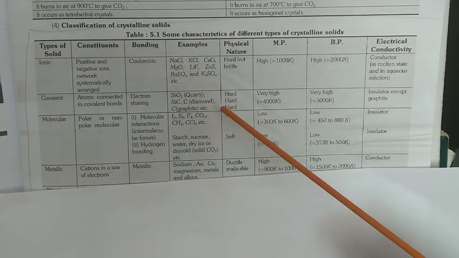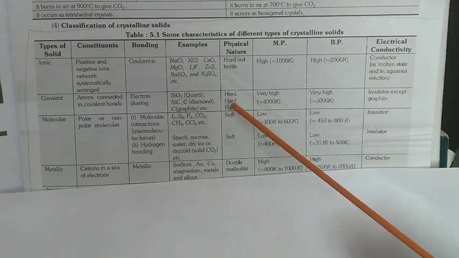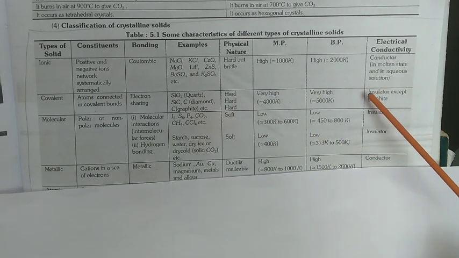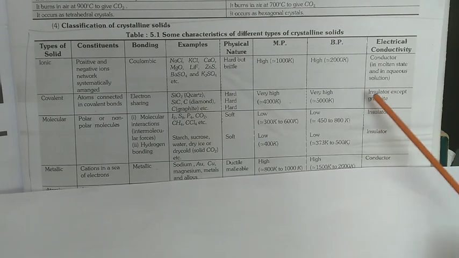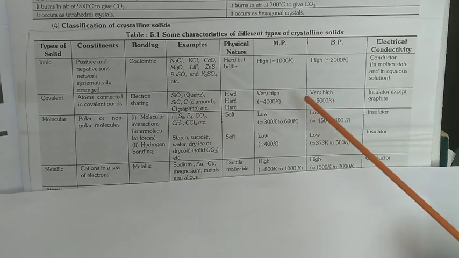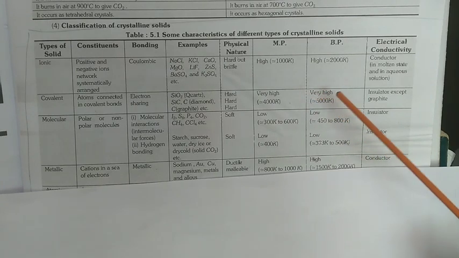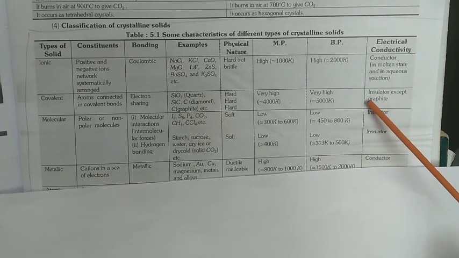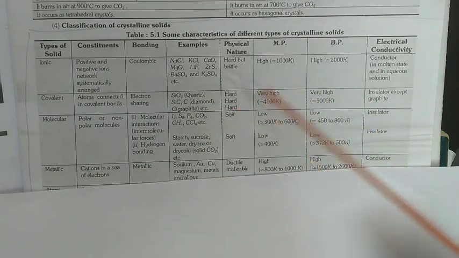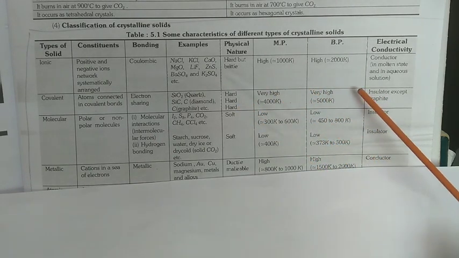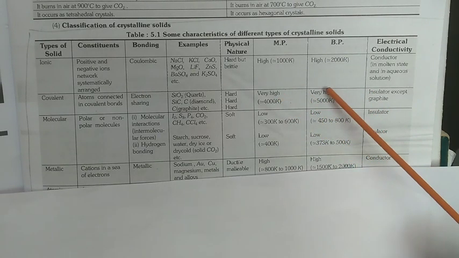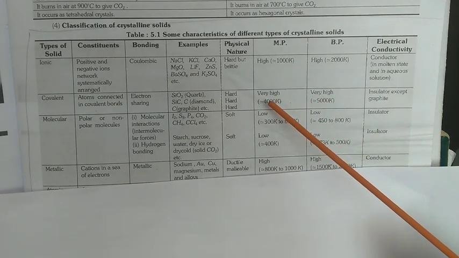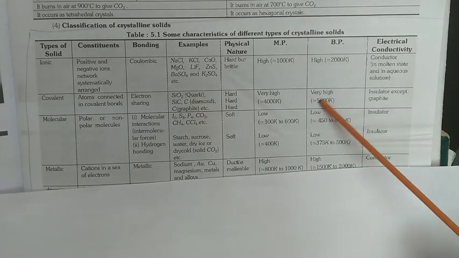The physical nature of these covalent solids is that they are hard, and they do not conduct electricity. They are very much insulators for electricity. The only covalent crystal which conducts electricity is graphite. Except graphite, all covalent solids are insulators. They have very high melting and boiling points, nearly equal to 4000 Kelvin, and here nearly 5000 Kelvin.